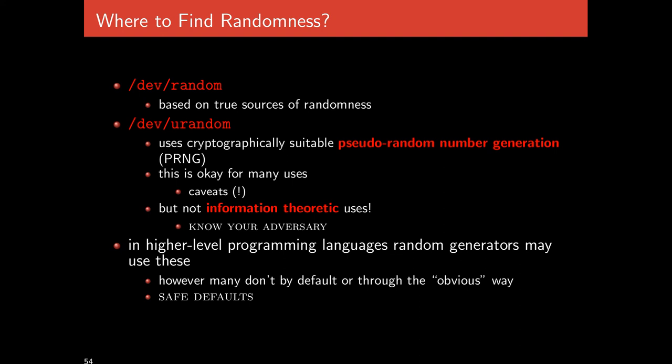Higher level programming languages will also have random generators, and these may be based off these devices, but it's not clear exactly how they work, so you'll have to read the documentation. If you're writing in a programming language like Python, and you just import random, that's not going to be cryptographically secure. You're going to have to use the cryptographically suitable one. And it would be the same with any other language. But if you're writing a program that can access these device drivers, you can just open up /dev/random, read 16 bytes, take that as an encryption key, or open /dev/urandom and get cryptographically suitable pseudo-randomness instead.